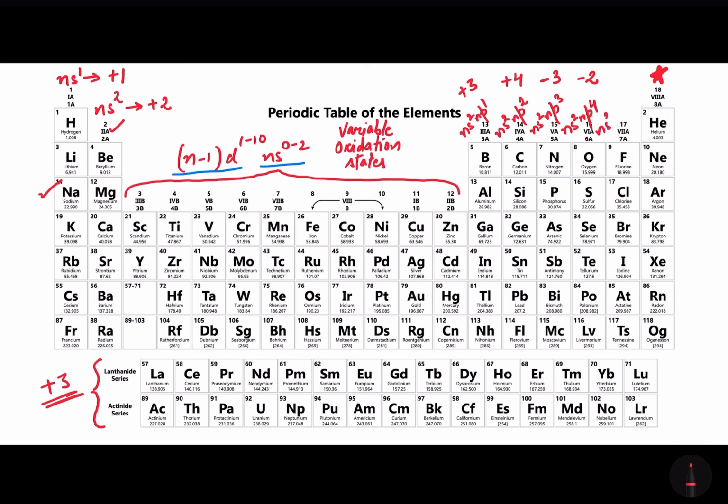Now let's talk about group number 17. It's ns2 np5. So group number 17 elements will gain 1 electron to attain the stable noble gas electronic configuration of ns2 np6, and will form an anion with the oxidation state of -1. Group number 18 elements are already full, that is ns2 np6. They show 0 oxidation state or 0 valency.